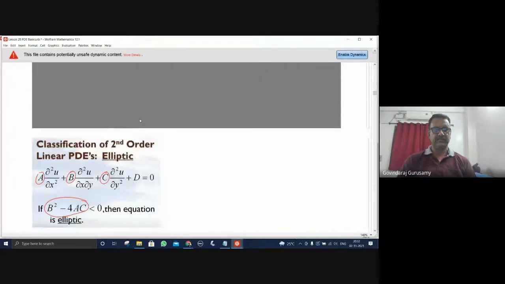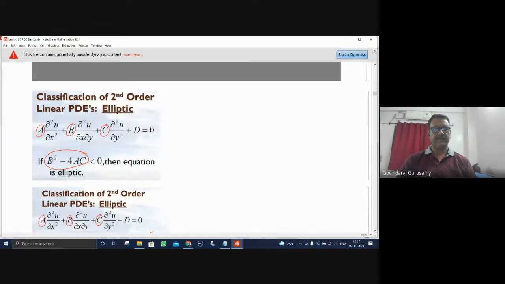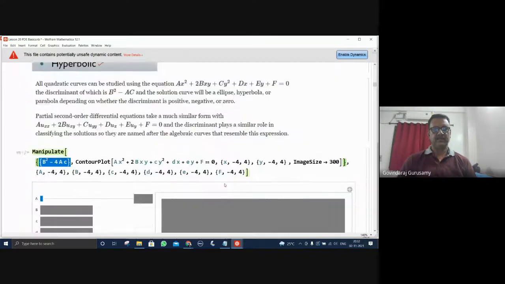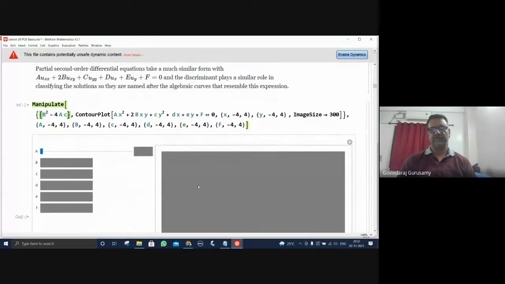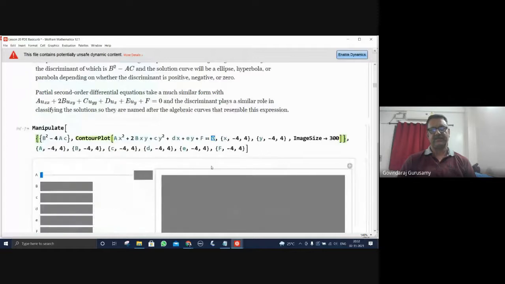Before that, let us identify: for example, b square minus 4ac is less than 0, then the equation is elliptic. This is the term. B square minus 4ac is less than 0, then the equation is elliptic, because I'm evaluating that also in parallel. Okay, b square minus 4ac. If it is negative, less than 0, then I should get an ellipse. The contour must be an ellipse with the condition that it's equal to 0. Correct? It happens, no? Otherwise, this analogy may not be right.